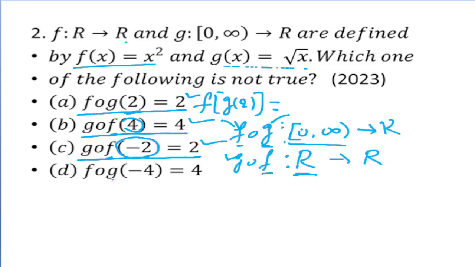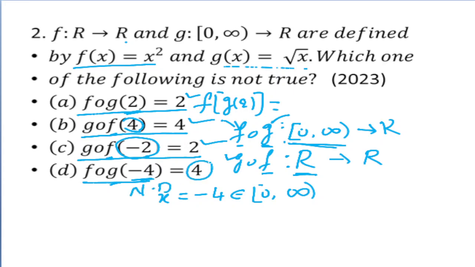The last one is f of g of minus 4. For the function g, the domain is non-negative real numbers. But here the x value is minus 4. What is the x value here? Minus 4. It does not belong to the domain of f of g. So it is very clear that when it does not belong to this, then f of g of minus 4 is not defined. It cannot be equal to 4. Actually, it cannot be found.